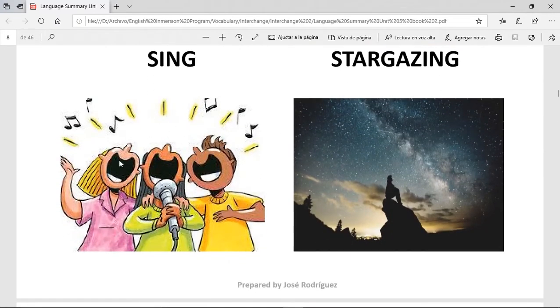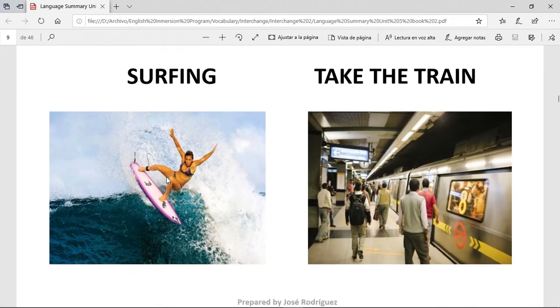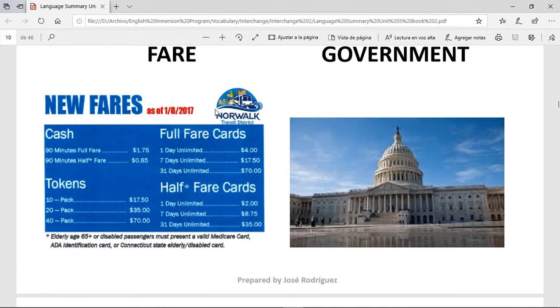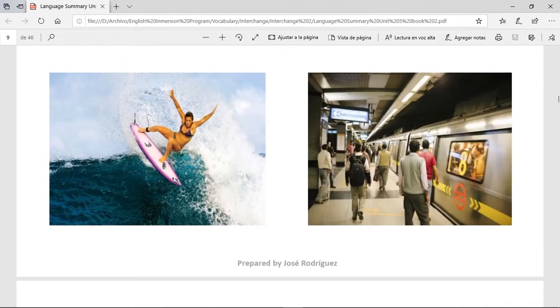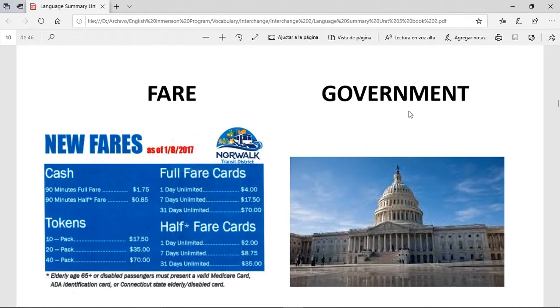Sing. This is singing, okay? Stargazing. It's when you look up to the stars, okay? Surfing. It's the type of sport where you take a board and you surf in the waves, okay? You mount the waves. Take the train. When you take the train is when you, you know, you go inside of a train to get to another place. Fare. Fare, it's the money that you pay for a public transportation. You have fare for the train, you have fare for cars, etc. Government. The government are the people that make the rules or govern, that they manage the country that you're living in.